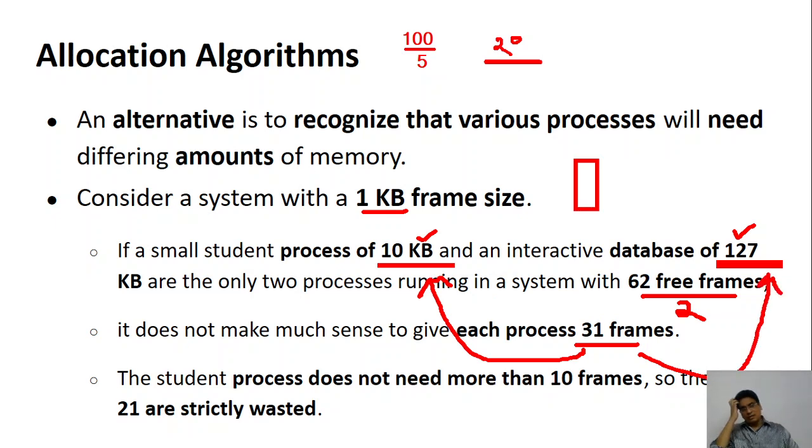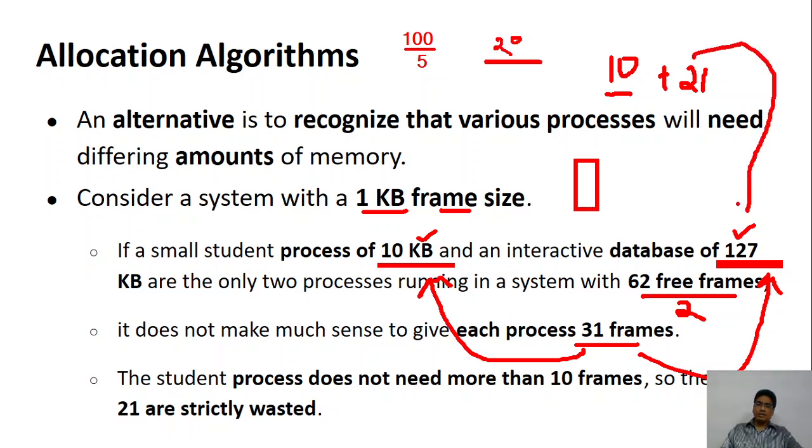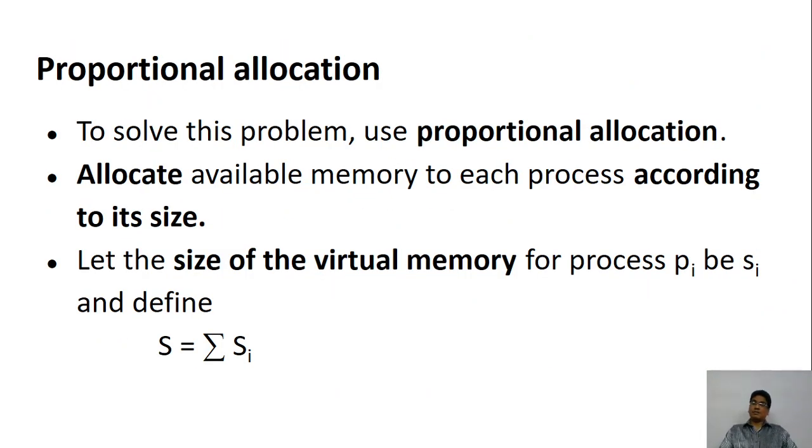Now you may say that I have distributed equally. But what is the problem over here? If every frame is of 1 KB size, that means out of 31, it will only use 10 frames, that is 10 KB. The remaining 21 frames are wasted. It will not touch them at all, because that much memory is not required for the process. The entire program can work within 10 KB. So instead of simply giving it, you should have given it to the other process. So when you give equal frames, it may not be a great idea.